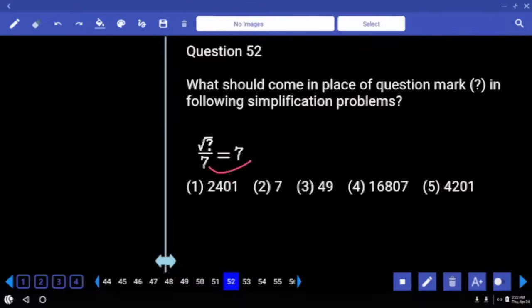7 goes to the other side. Root x is equal to 7.